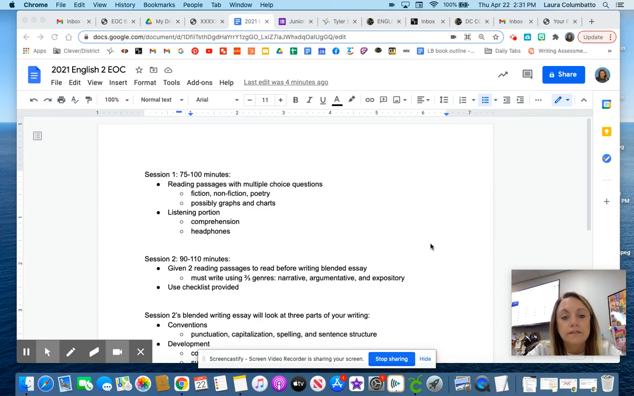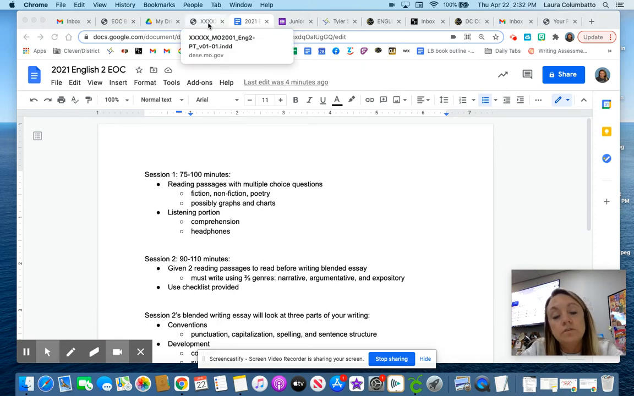Session 1 is going to range from 75 to 100 minutes. Obviously, everyone tests at different speeds. We do encourage students to be working on the exam consistently, but also make sure that you're taking your time and answering the questions thoughtfully. So this first section, we have reading passages that have multiple choice questions. The reading passages can be lengthy.